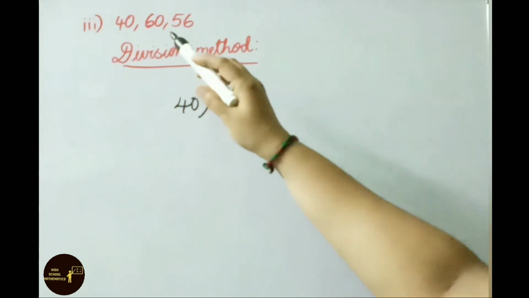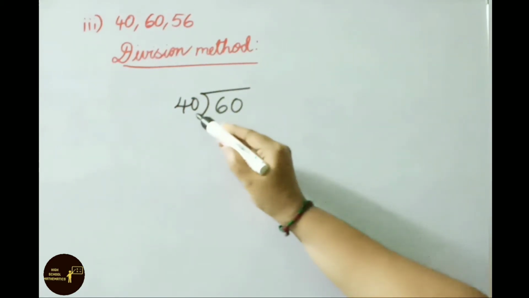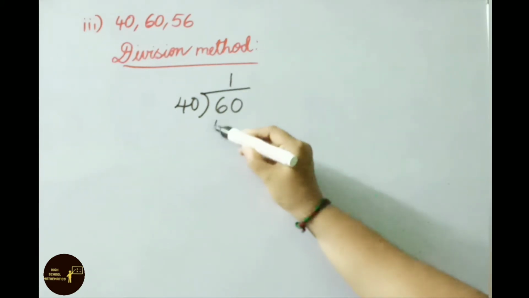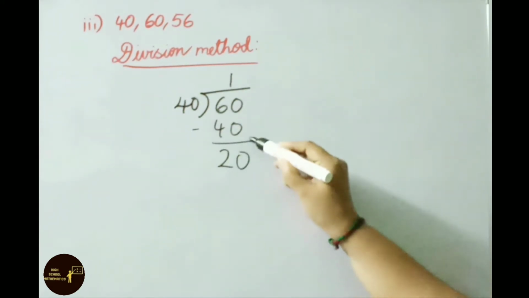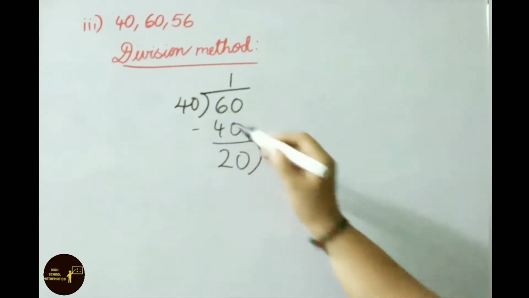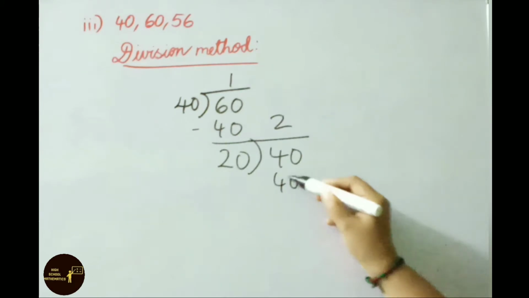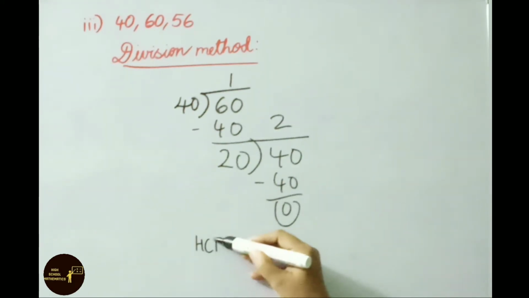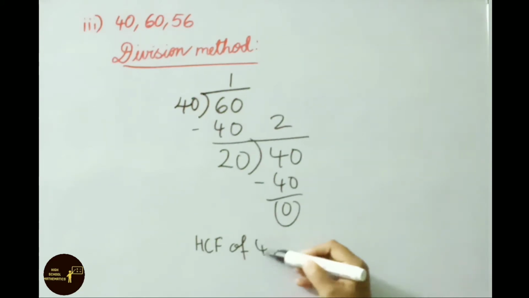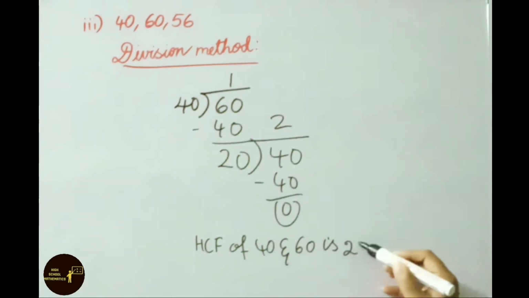Now let us take two numbers, 40 and 60, and find HCF for them. 40 table, 40 1s are 40. So 60 minus 40 is 20. Now with this 20 we have to divide this 40. 20 2s are 40. So 40 minus 40 remains as 0. Therefore HCF of 40 and 60 is 20.